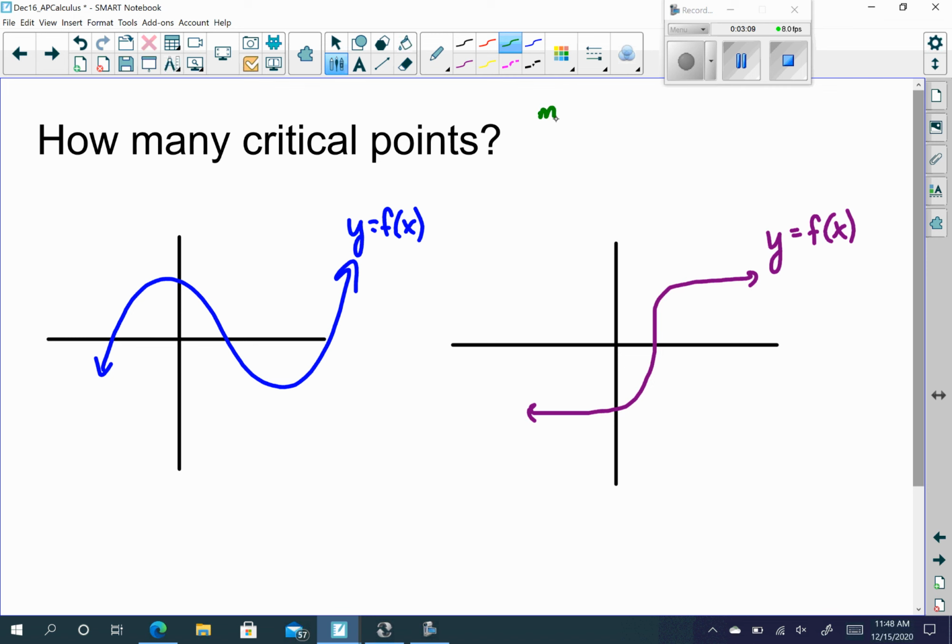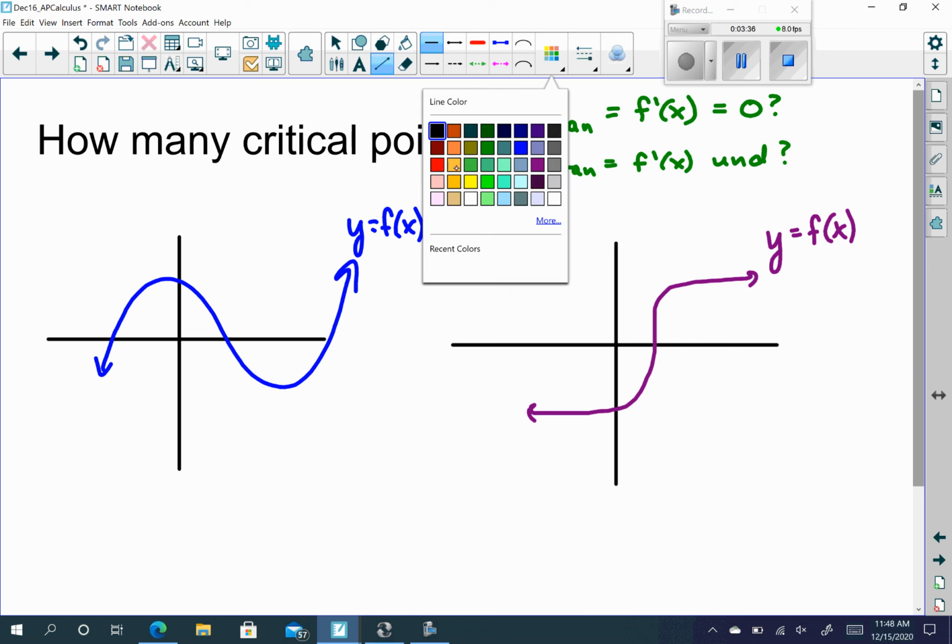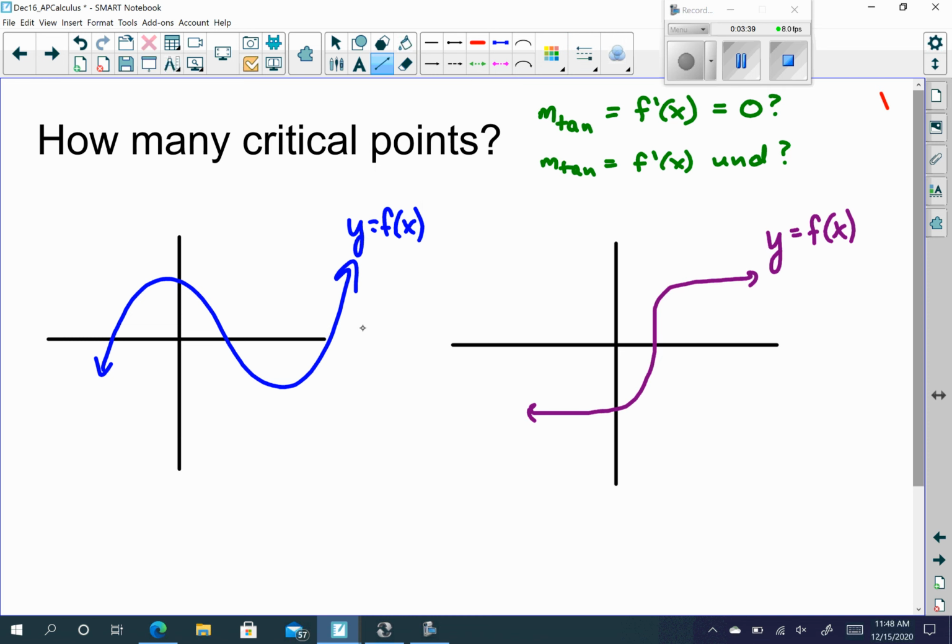So here we're going to ask ourselves two questions. Where's the slope of our tangent line, which is equal to f prime of x? Is it ever equal to 0? Or is the slope of our tangent line, which is equal to f prime of x, ever undefined? So if we take a look at the first graph, anytime we have a slope of a tangent line that's 0, that means we have a horizontal tangent line. So looking at this first graph over here, are there any places we could fill in horizontal tangent lines? Hopefully you're thinking right up here, we would have a horizontal tangent line.